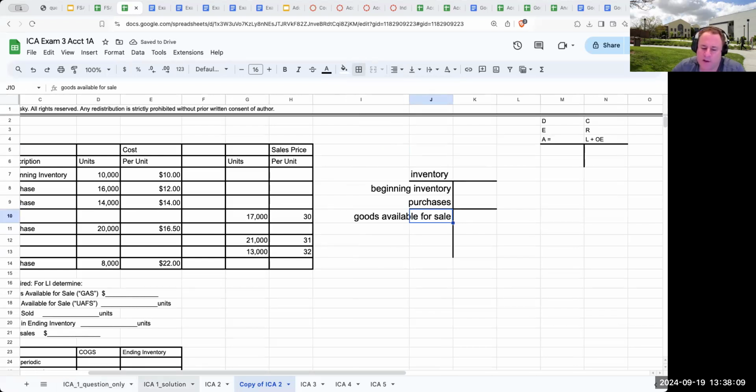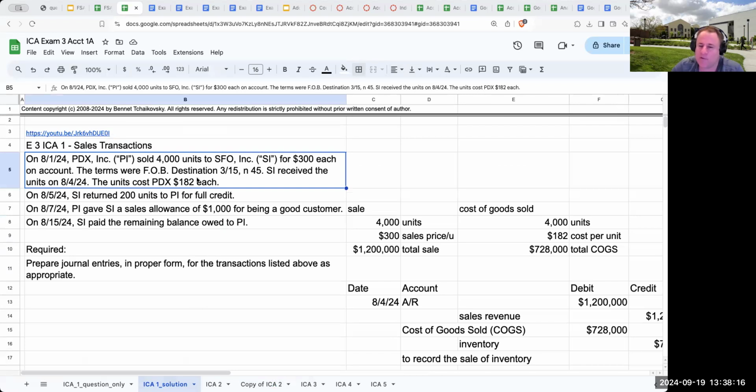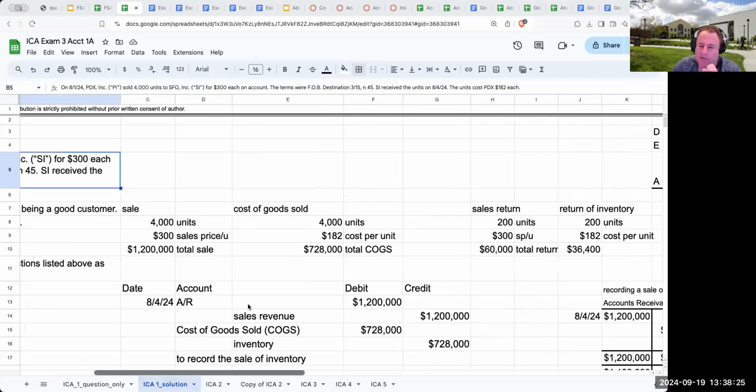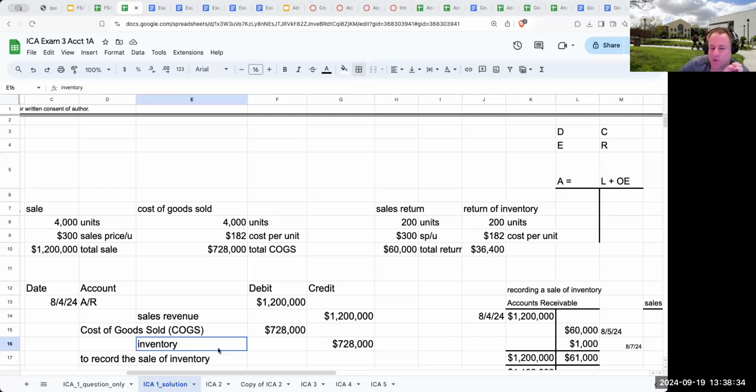Now, if I go back to this particular question that I just did in the last series of videos, you're going to notice right over here, it says the units cost $182 each. When I have a sale, two things are happening, right? I'm making the sale, so I'm going to debit cash or accounts receivable, credit sales revenue. But then I have the inventory going off of my books, and then I have cost of goods sold, which I'm debiting.